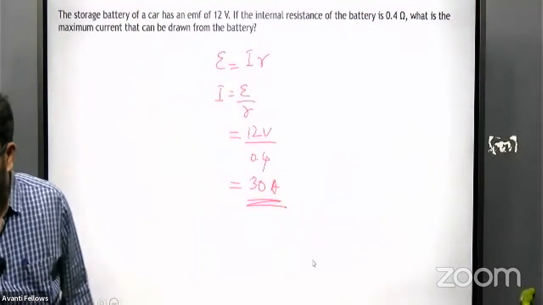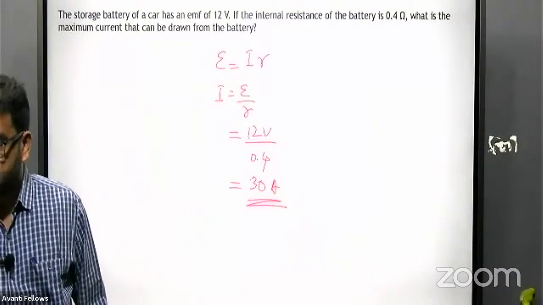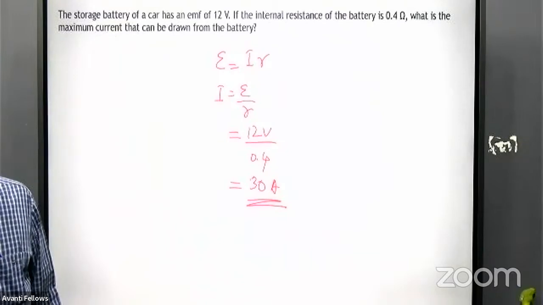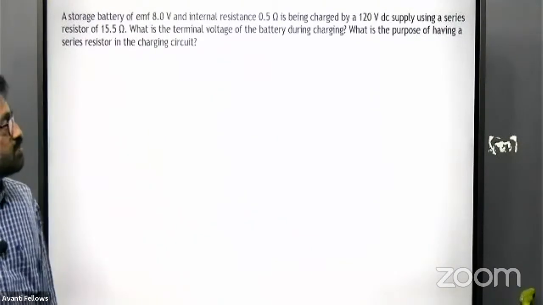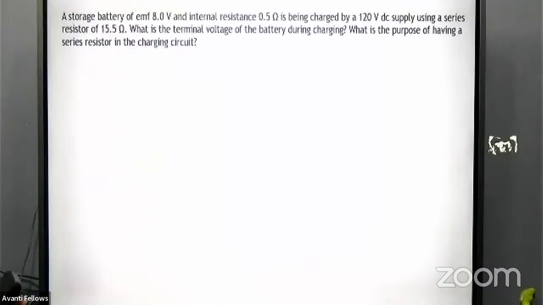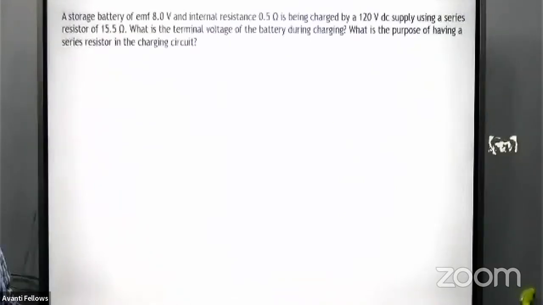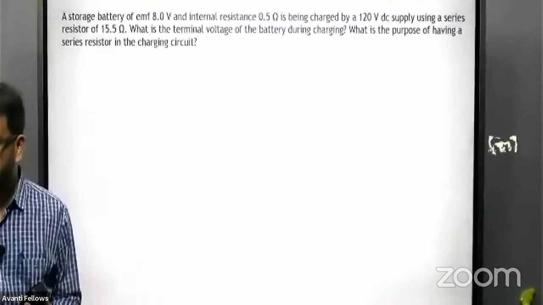Now the next one, be ready. A storage battery of EMF 8 volt and internal resistance 0.5 ohm is being charged by a 120 volt DC supply using a series resistor of 15.5 ohms. What is the terminal voltage of the battery during charging? What is the purpose of having a series resistor in the charging circuit? Either open the mic and tell the answer, or drop it in the chat box.